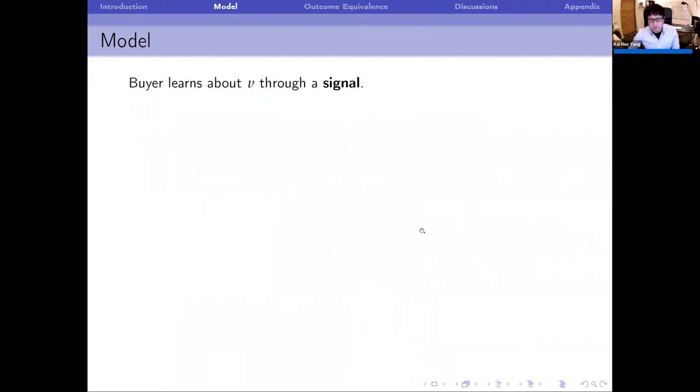Now going to the information. The buyer doesn't necessarily know what V is exactly. The buyer has to learn about V through a signal.